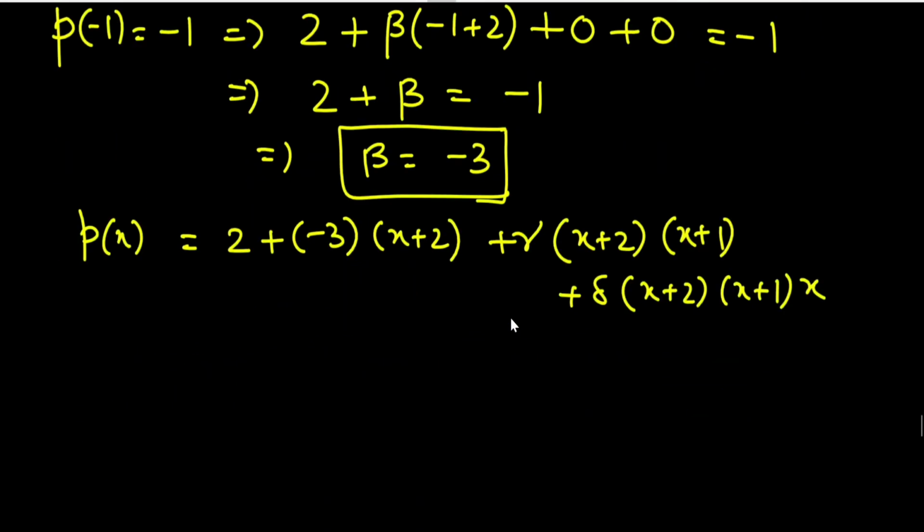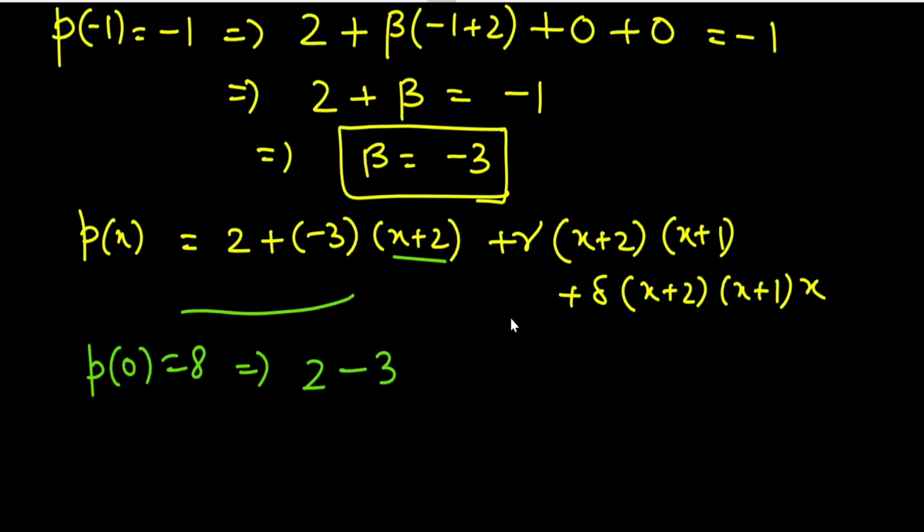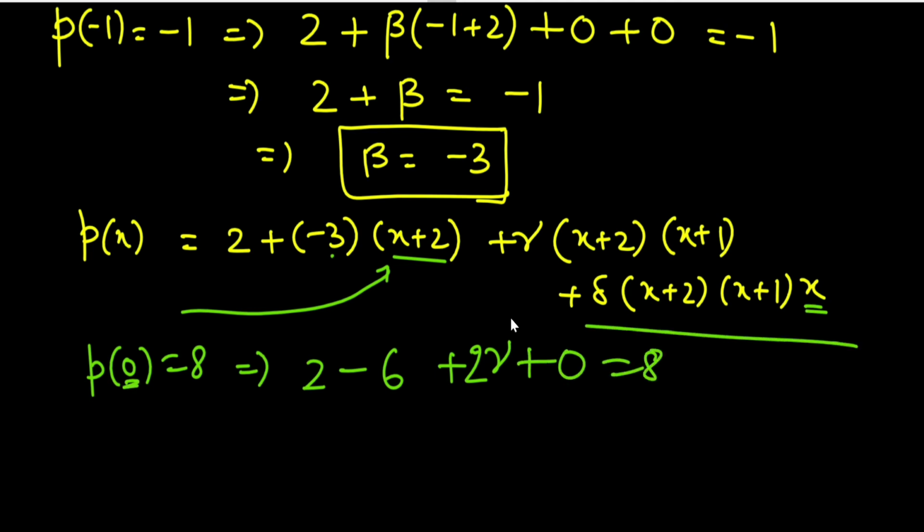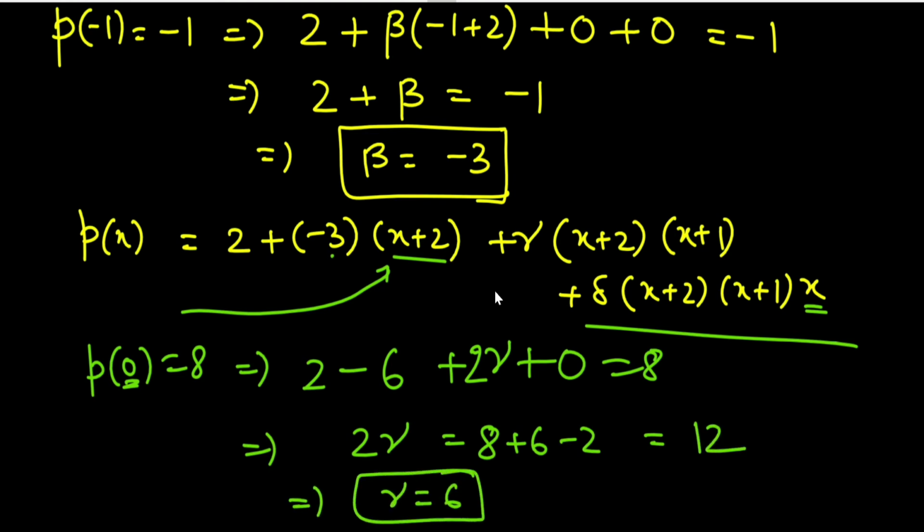Now we use the third point, that is x equal to 0, f x equal to 8, so that means p at 0 equal to 8. So this gives 2 minus 3 into 2, that is 6, plus gamma into 0 plus 2 and 0 plus 1, that means 2 into 1, that means 2 gamma, plus the x term equal to 0. This is equal to 8, so this implies 2 gamma equal to 8 plus 6 minus 2, so this equals 12, so this implies gamma equal to 6 here. So we also get the value of gamma.